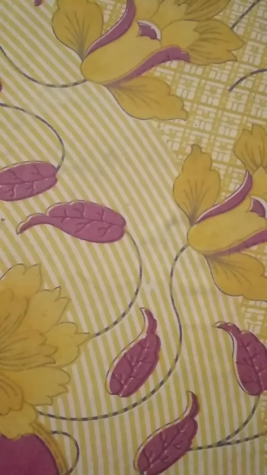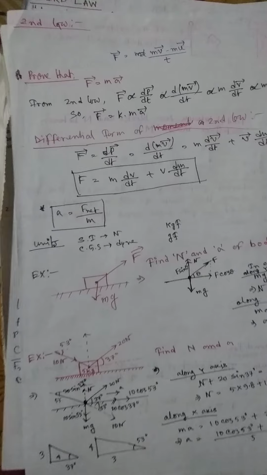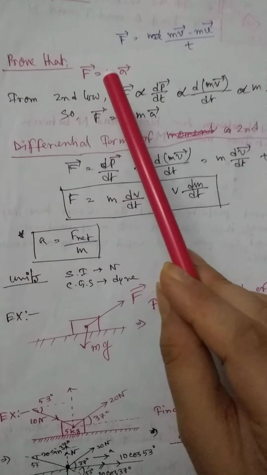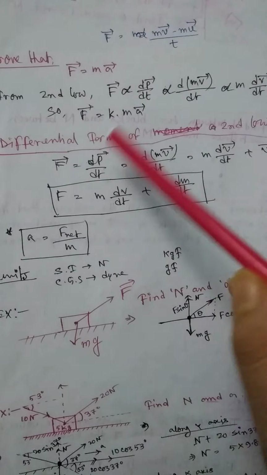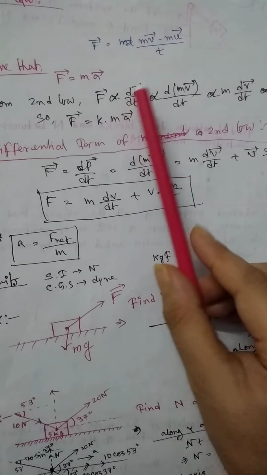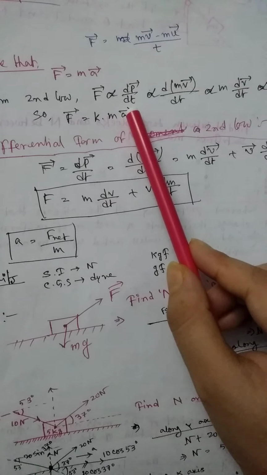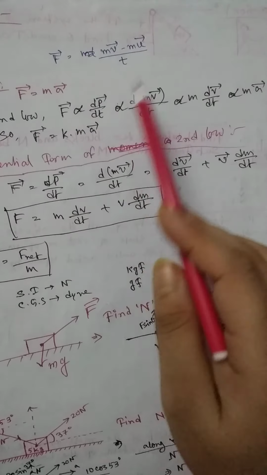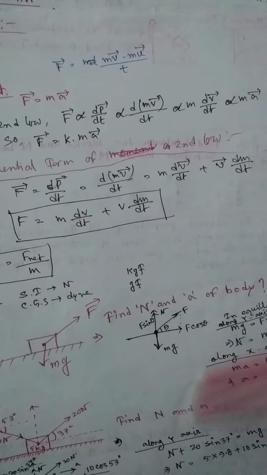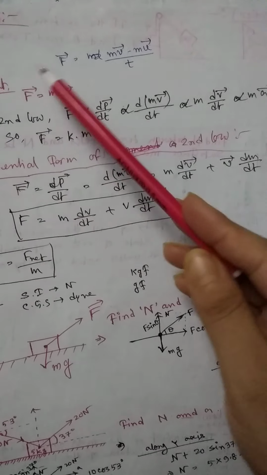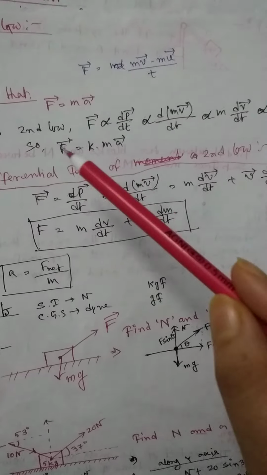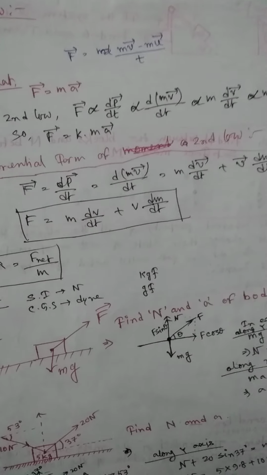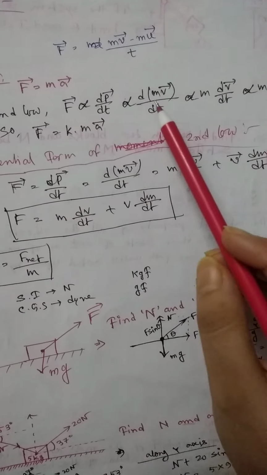Okay, so now prove that F equals mass into acceleration. From the second law we know force is proportional to dp by dt, that means the rate of change of momentum. So basically it's not equal to. After that it is proved that F equals this, but according to the second law, F is proportional to the rate of change of momentum. Okay, so just look here.